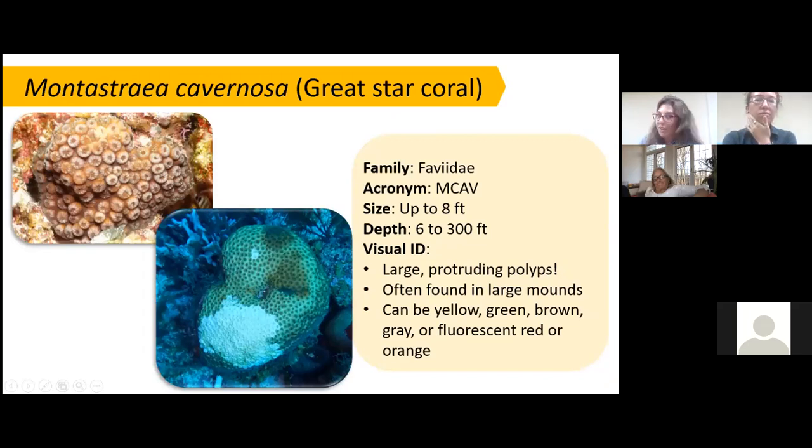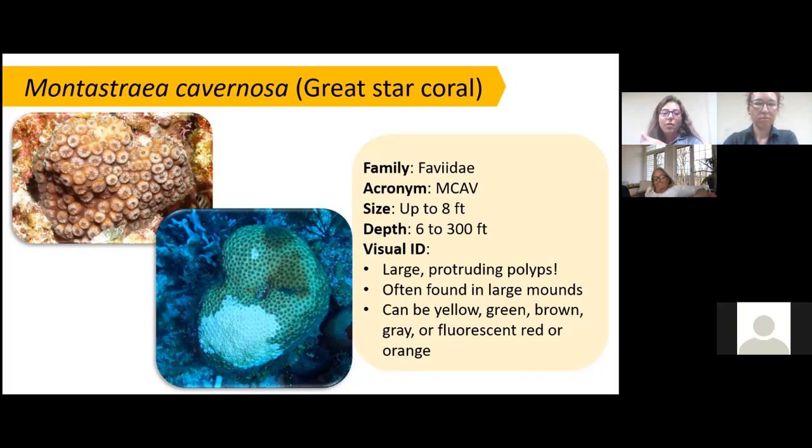So MCAVs, we talked about this a lot before. These are a fan favorite, Montastraea cavernosa, the great star coral. The family is Faviidae and their acronym is MCAV. They can grow pretty large as well, up to 8 feet, and they span 6 to 300 foot. Their biggest distinguisher is that they have these really large polyps, and they're quite protruding.